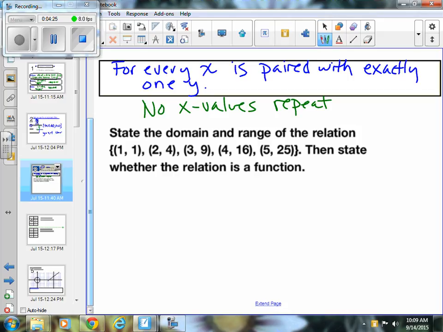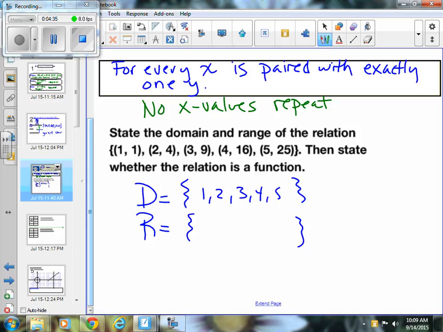All right, so let's take a look at this example. It says state the domain and the range. I'm just going to use D and R. They're sets. So the domain would be the set of all the x values, that's 1, 2, 3, 4, and 5. The range would be all the y values: 1, 4, 9, 16, and 25.